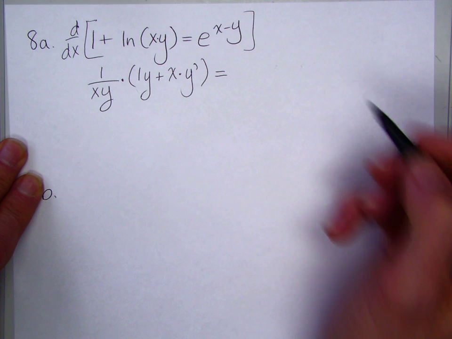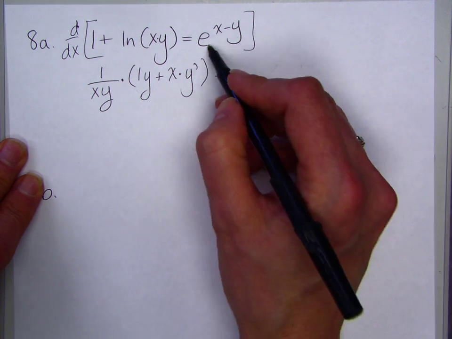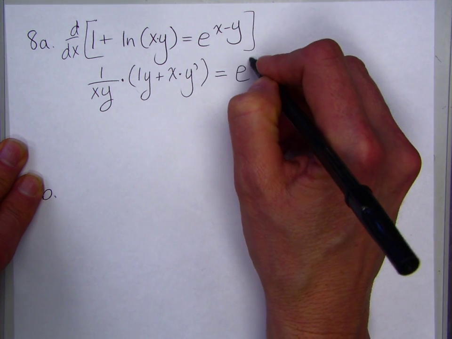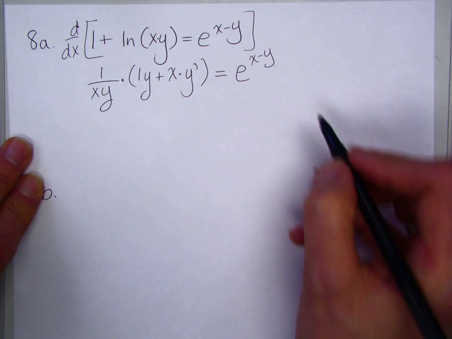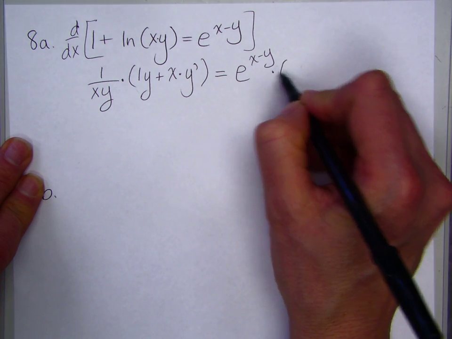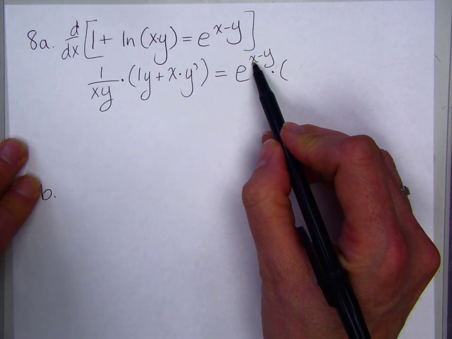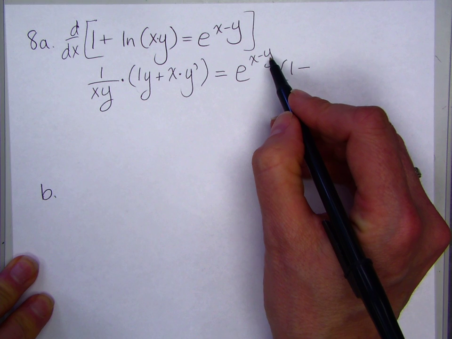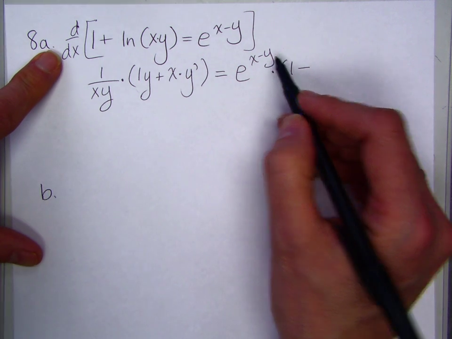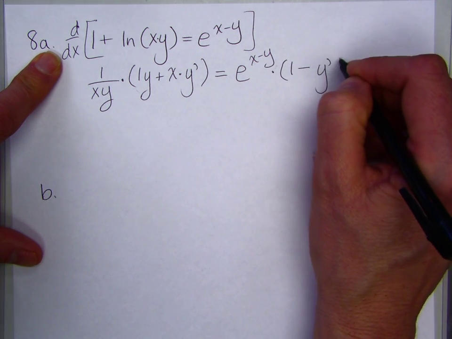Move over to the other side. The derivative of e to any power is e to that power. But again, we've got to multiply by the derivative of the power. The derivative of x with respect to x is just 1, minus the derivative of y with respect to x is y prime.